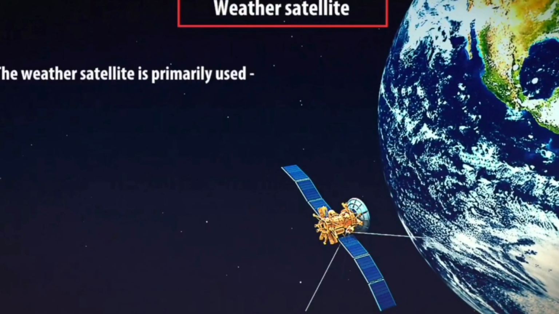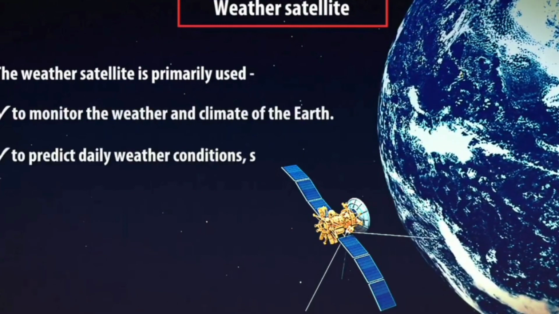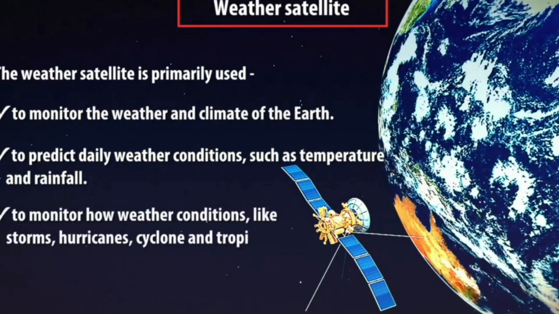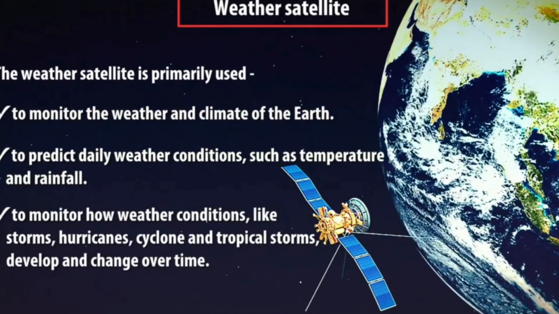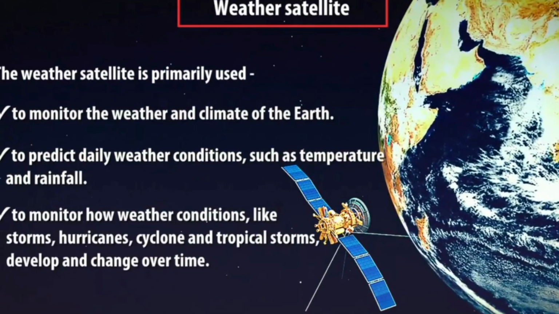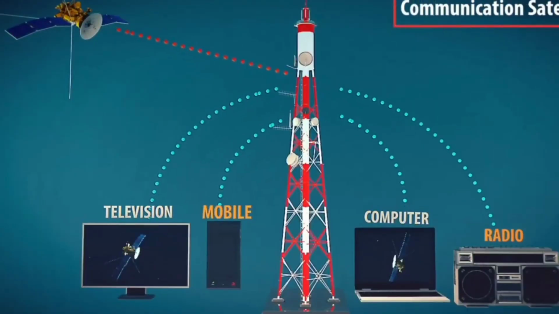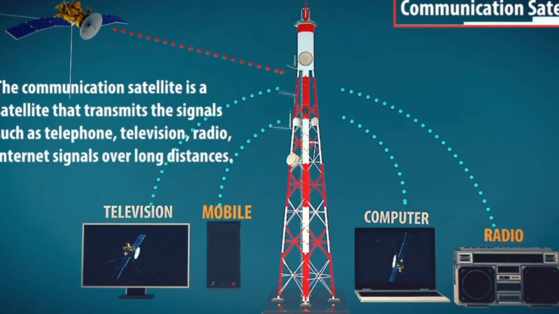Weather satellite. A weather satellite is primarily used to monitor the weather and climate of the Earth, to observe weather conditions, the temperature and rainfall of the Earth, and how storms, hurricanes, cyclones, and tropical storms develop and change over time. Then communications: television, mobile, computer, radio. These are the communications of the satellite. The satellite gives information to the Earth.